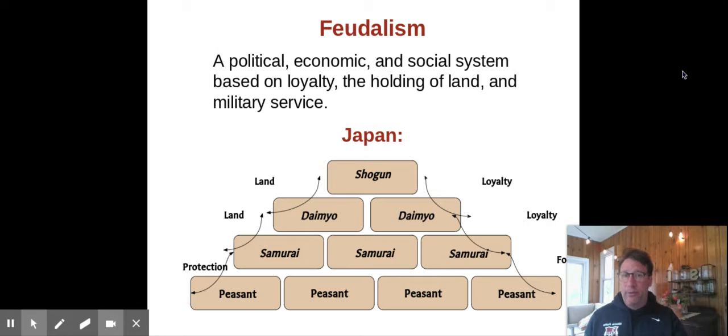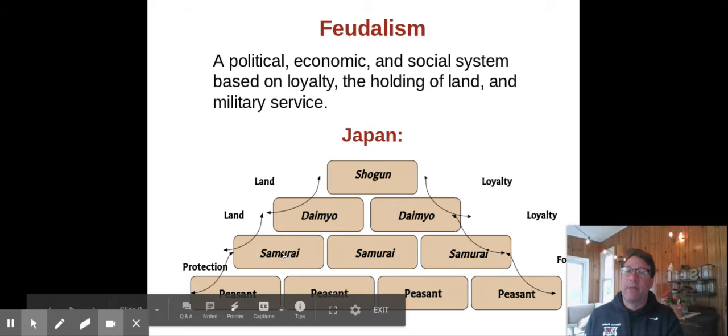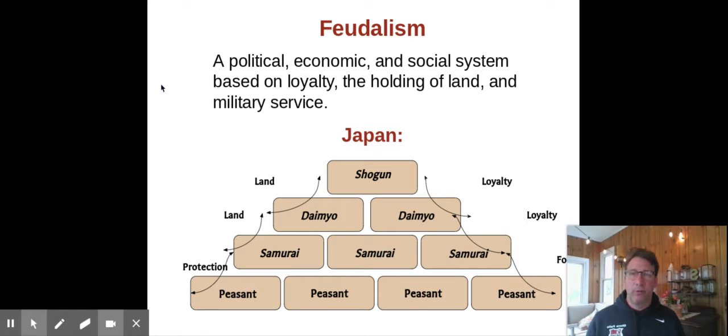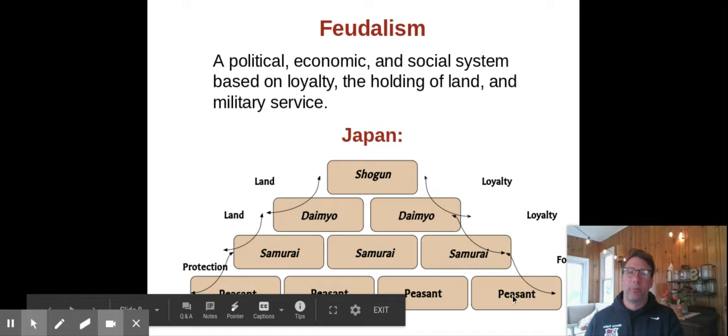And so at the top of this model, you can see here in Japan, we have the shogun. The shogun grants land to the daimyo for service. The daimyo can then grant land to the samurai, and then the samurai will provide the peasants with the land to work in order for them to survive, also probably with the goods that are necessary and shelter and those kinds of things.